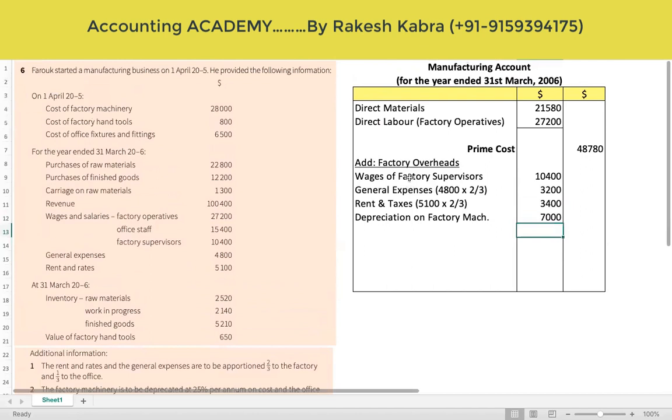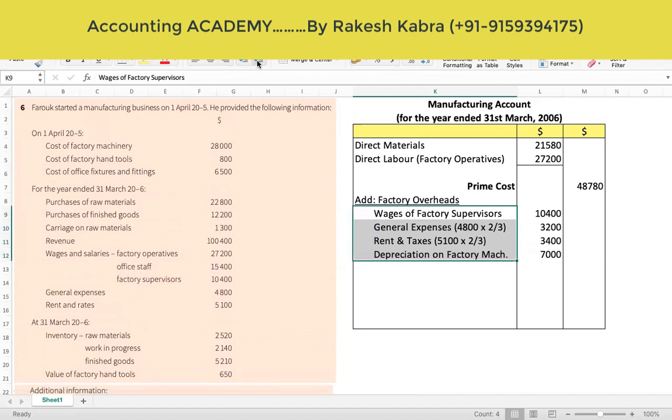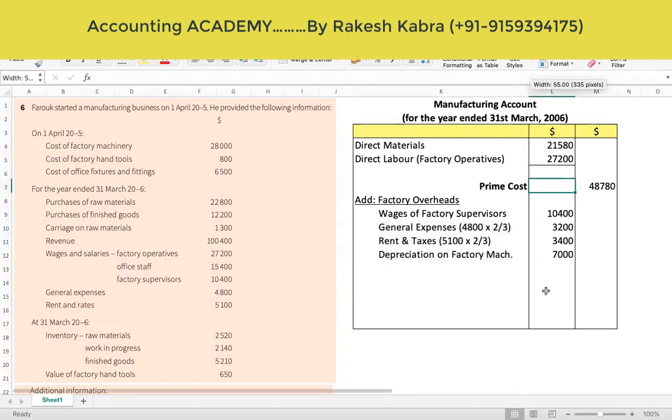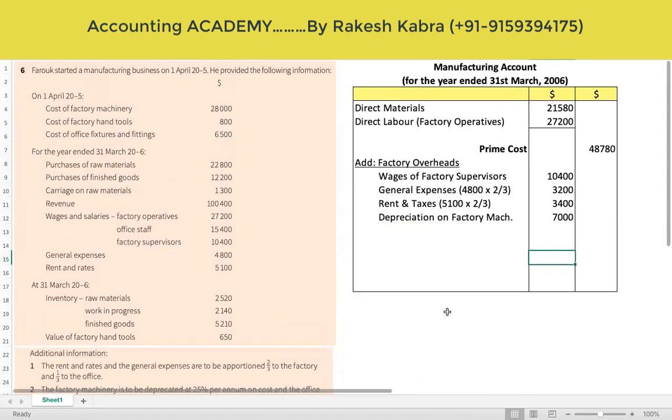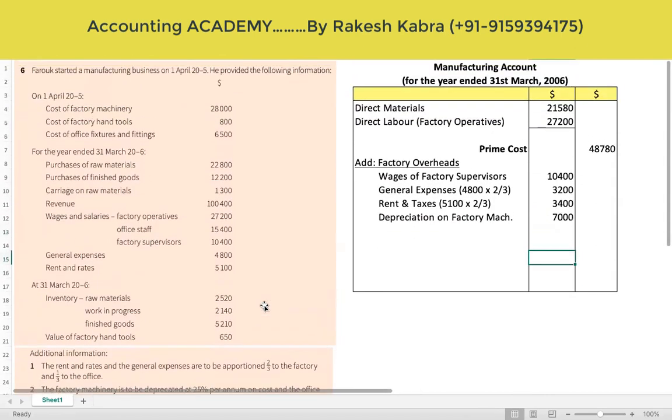Right. Now I am preparing only the manufacturing account, not the income statement. When I prepare the income statement, at that time I will consider this depreciation. Which depreciation? Depreciation on office premises. Here I will take only factory related items. Now one more depreciation I have to take, and that is what?